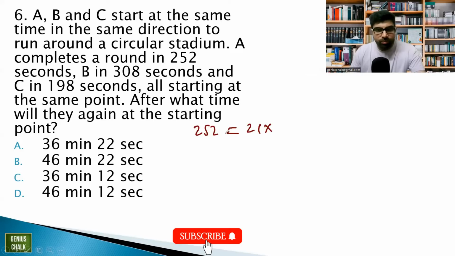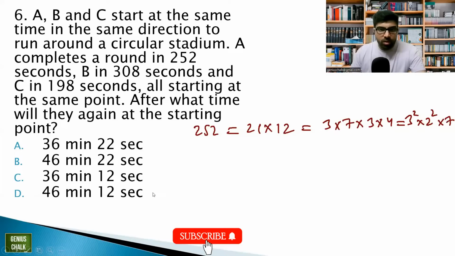21 into 21 ones are 21, 21 2s. So this becomes 3 into 7, 21, and 3 into 4. That means I can say that 3 square into 2 square into 7.